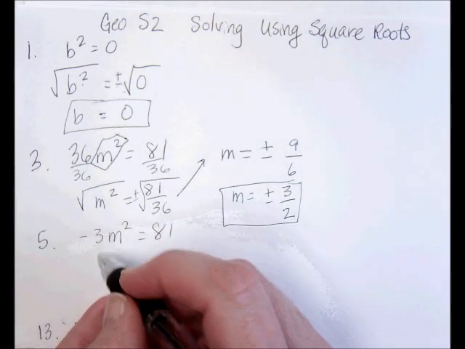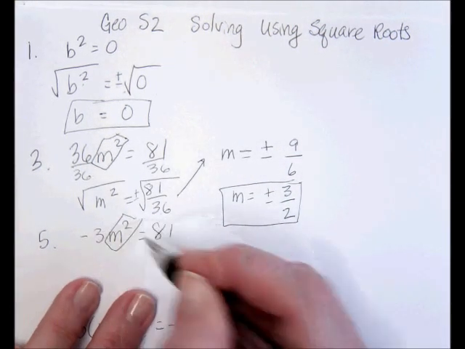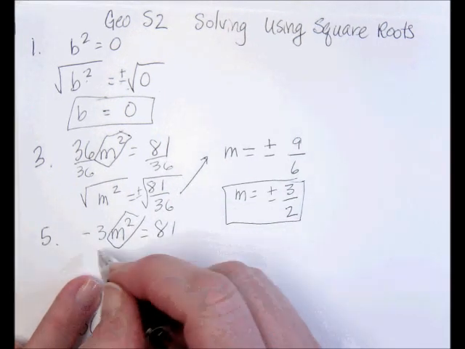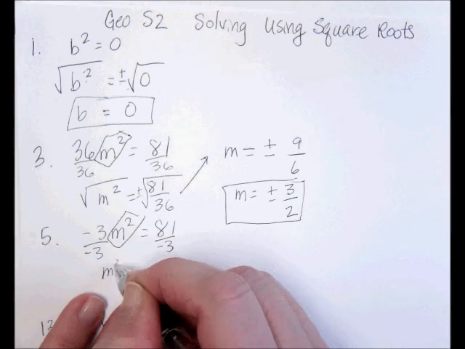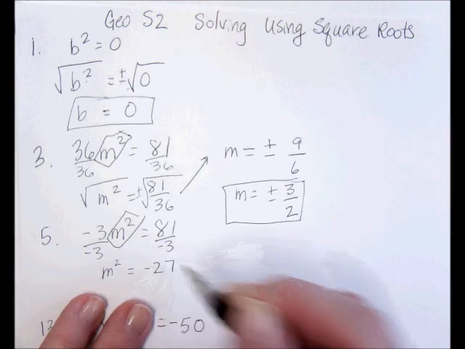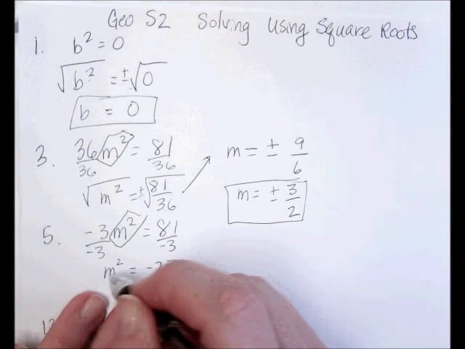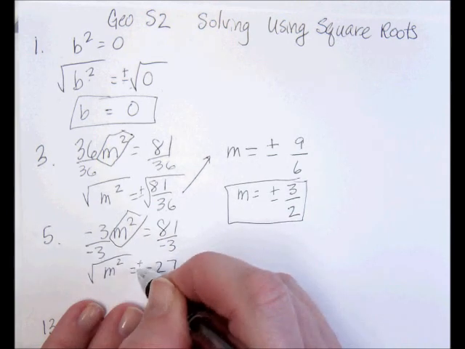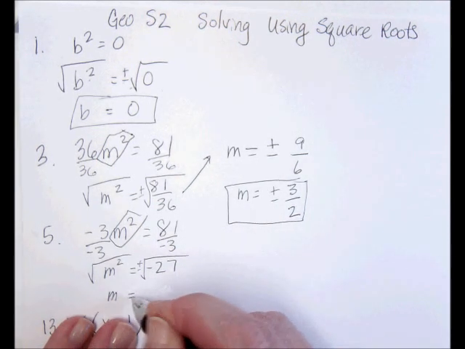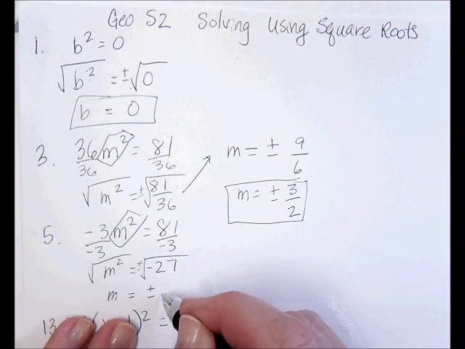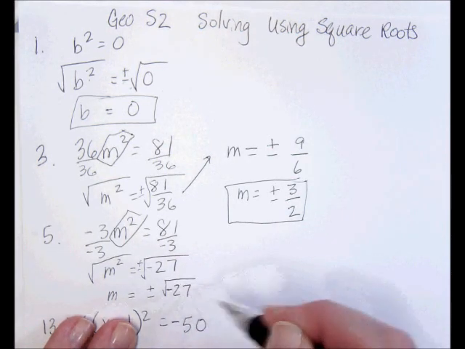Number 5, I kind of do the same thing. I want to isolate that m squared, so I divide by negative 3, divide by negative 3. And so m squared is equal to negative 27. Now, I take the square root of both sides, positive or negative square root of that side. So m is going to equal positive or negative the square root of negative 27.